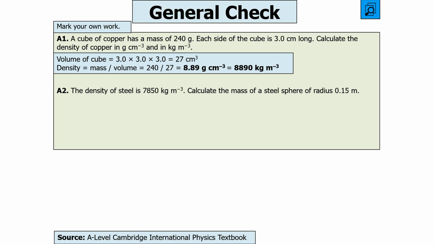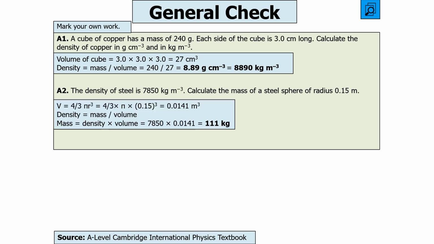Now in our next question, we know that the volume of a sphere is 4 over 3 pi r cubed, because that is what the volume of a sphere is according to the mathematical equation. So we can then pop in our values. Now again, we do 4 over 3 pi times 0.15 cubed, so we get 0.0141 meters cubed. We then say density is mass over volume, so mass is density times volume, so we work it through to be 111 kilograms.